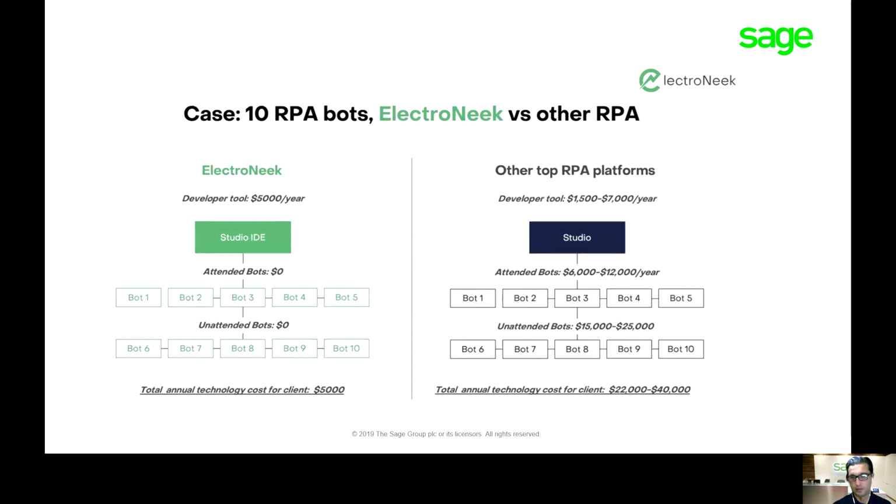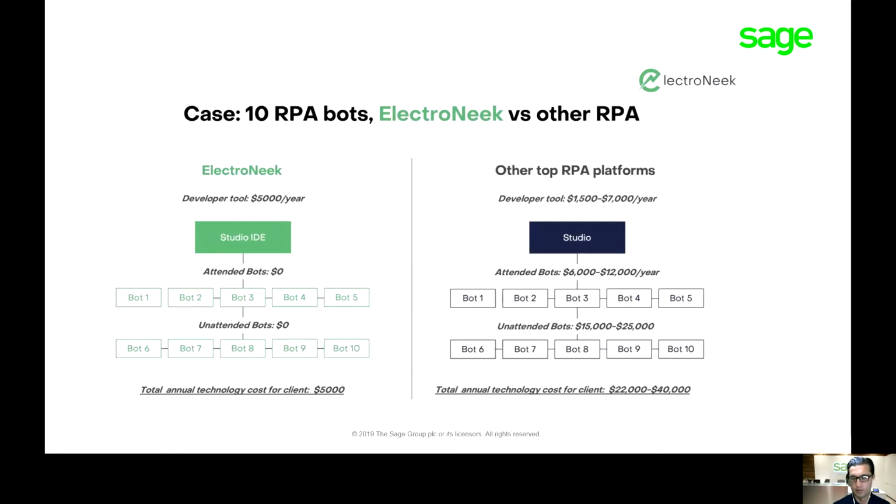But within this particular breakdown, you can look here at kind of the differences in cost and what this would look like realistically. So you have the developer tool from Electronic, which costs a flat $5,000 a year. Comes with a Studio IDE, so you can develop these bots, then you can potentially resell these bots to your clients yourself. But look at within this, you see that there's no cost for attended bots, no cost for unattended bots. The total annual technology cost for a client is $5,000.